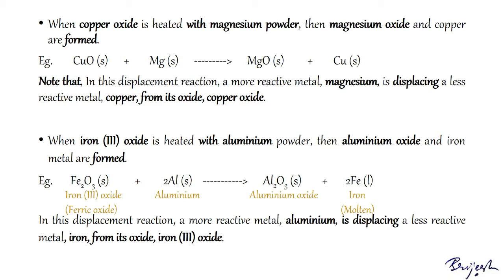When iron 3 oxide, that is Fe2O3, is heated with aluminium powder, then aluminium oxide and iron metal are formed. In this displacement reaction, a more reactive metal, aluminium, is displacing a less reactive metal, iron, from its oxide, that is iron 3 oxide to be precise. Please note that so much heat is produced in this reaction that iron is obtained in the molten state.